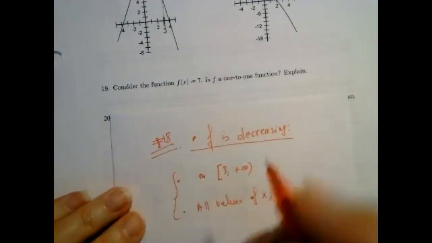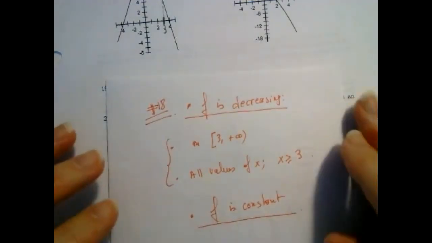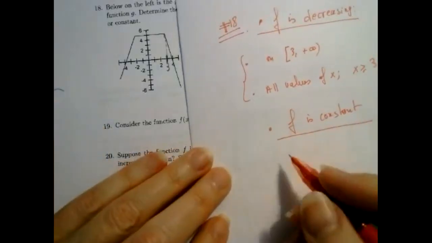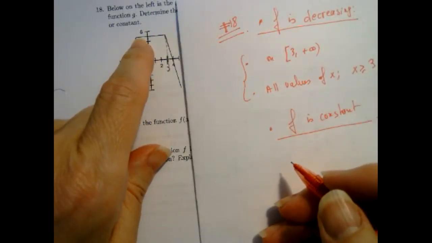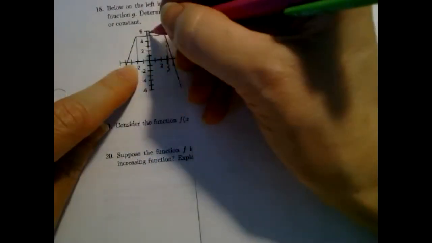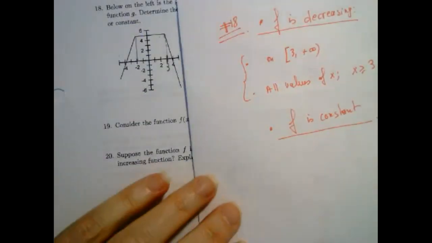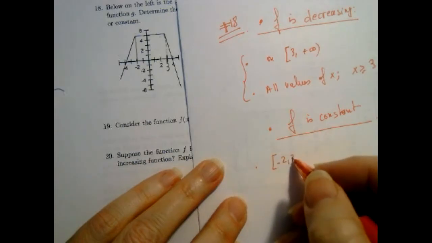All right. Now, when is f constant? It means the output doesn't change value. Would it be -2 to 3? Right. The output does not change at all. If I take any input between -2 and 3, any input, the output is 5, 5, 5, 5, 5. That's what constant is. So f is constant for x on the interval -2 all the way to 3.